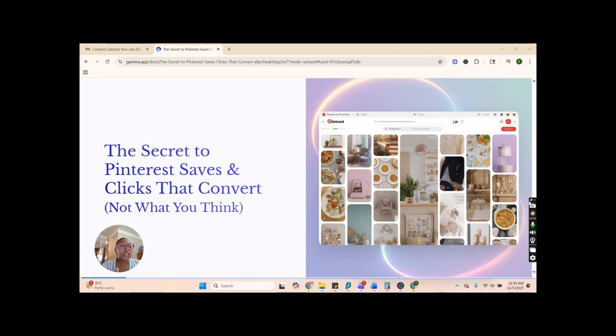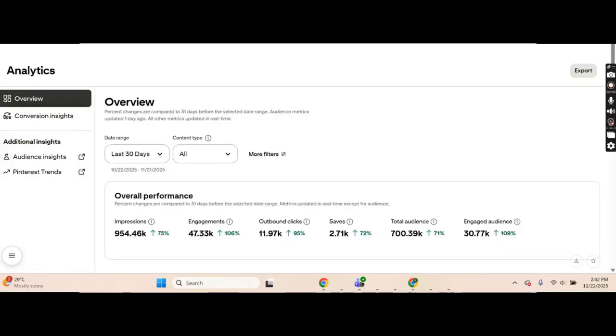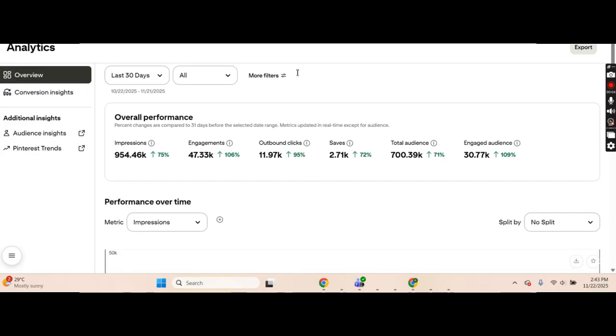Okay, guys, so if you've been trying to crack the code on Pinterest, you've probably heard all the usual advice, but today I'm sharing a simple strategy that completely changed the game for my account and took it from the red to consistent green growth.